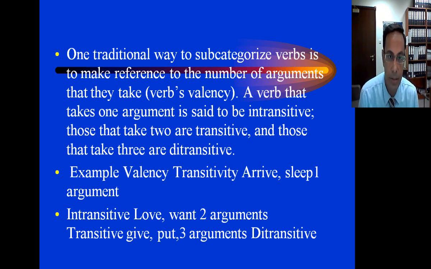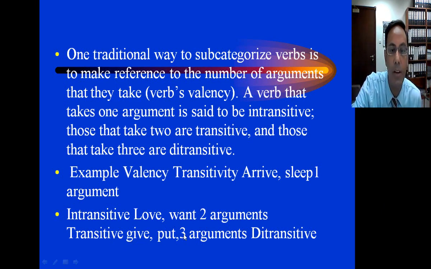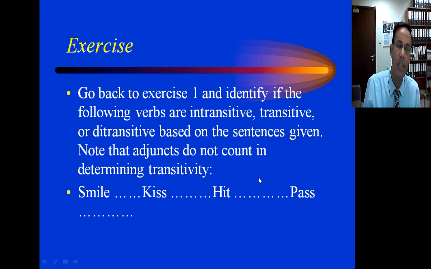So in verbs such as arrive and sleep, we have one argument. Verbs such as love or want have two arguments. Transitive. Ditransitive verbs: the man gives the student a book. Here we have three arguments, with verbs such as give or put or any other ditransitive verb.